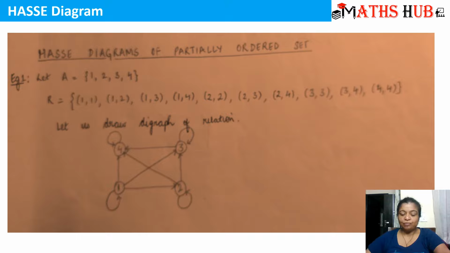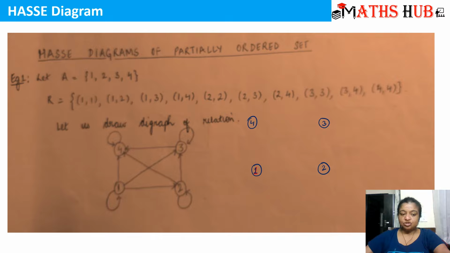I'll just show you. So you can see that the relation is defined on the set A, and set A has 4 elements. So these 4 elements will serve as the nodes of this graph, right? So this is node 1, this is node 2, this is node 3, and this is node 4. Now you can place these nodes anywhere you like. It's not necessary that you have to maintain a pattern of a square. You can keep it anywhere, right?